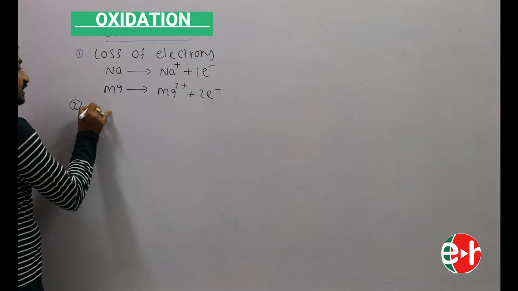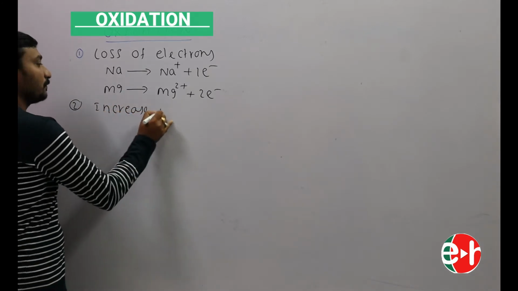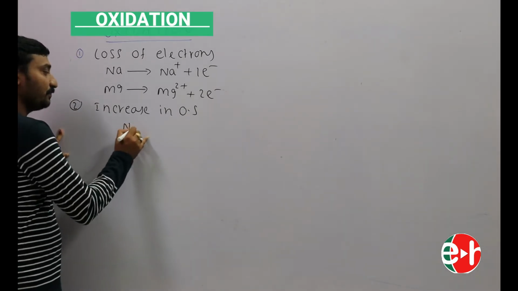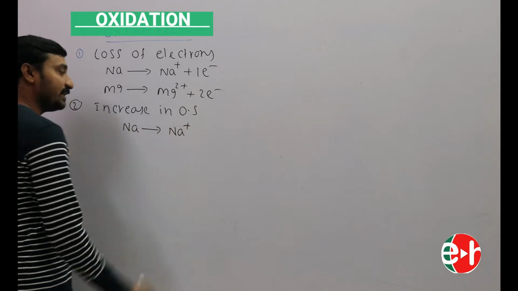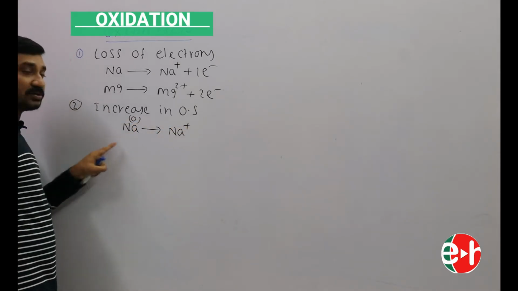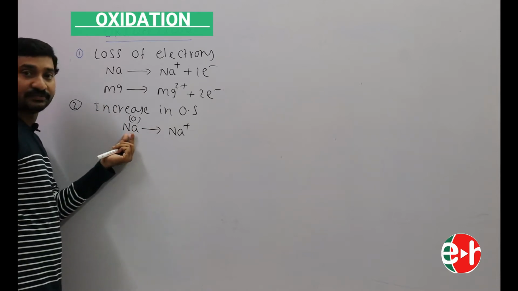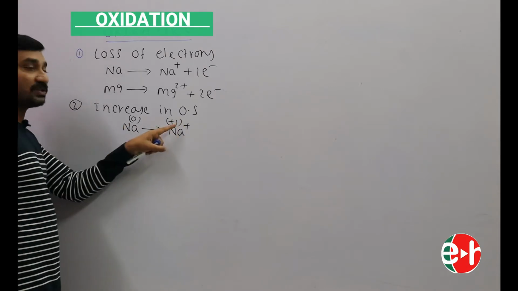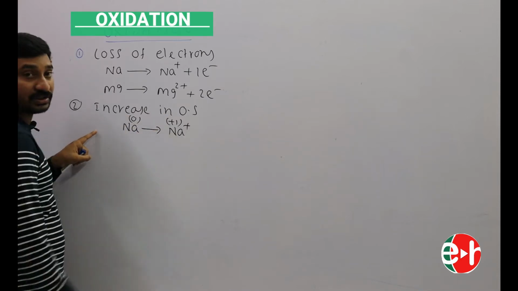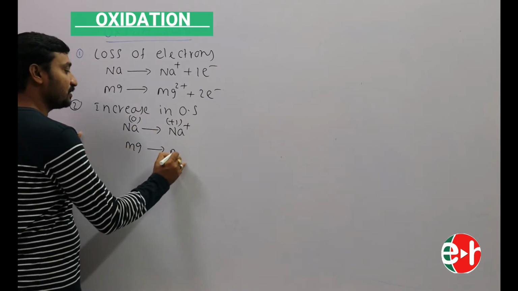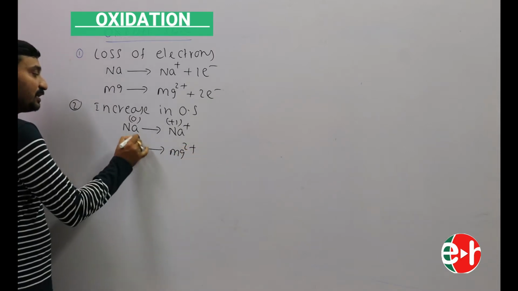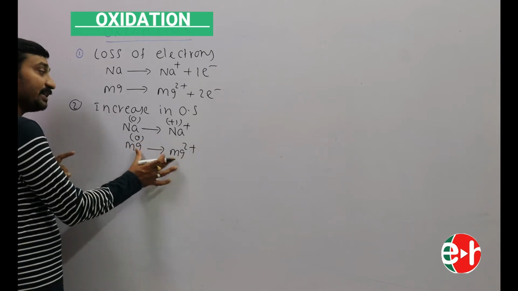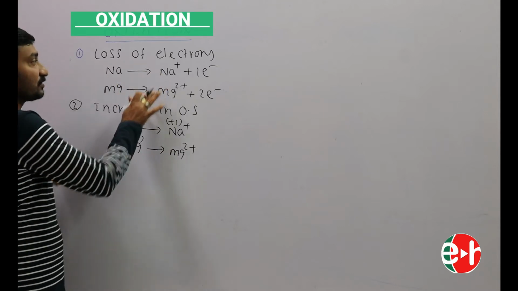Second one, increase in oxidation state is also oxidation. For example, sodium converts into Na+. Here sodium's oxidation state is 0, because this is the uncombined, free state. And in Na+, the oxidation state is +1. So 0 to +1, the oxidation state increases. That's why this is oxidation. For example, Mg to Mg2+. Here magnesium's oxidation state is 0, and here it is +2. 0 to +2, the oxidation state increases. So increase in oxidation state is also oxidation, or loss of electrons is oxidation.